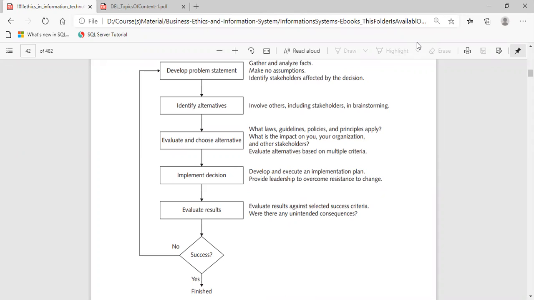Then comes the third phase, evaluate and choose the alternatives. In this phase, all the specific alternatives that have been identified should be considered in view of the different rules and regulations, guidelines, policies, laws and principles that apply to this specific domain concern. And while evaluating all these things, they should consider what the impact will be on different stakeholders within the organization, and what impact this decision, or the implementation of this specific alternative, will have upon the organization.